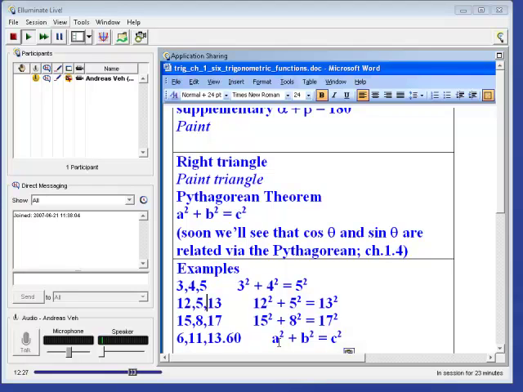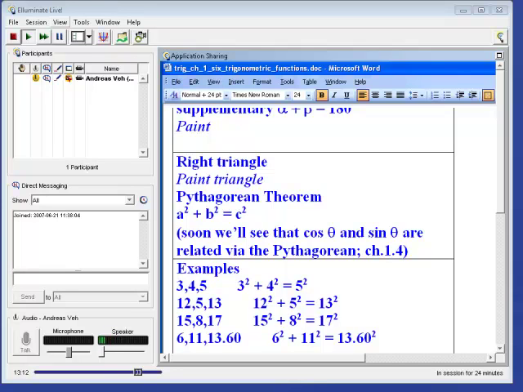6 squared plus 8 squared equals 10 squared. Or it doesn't have to be integers, so 6 squared plus 11 squared comes out to, that would be 36 plus 121, which is 157. Take the square root of that, and you come up with 13.6, rounded. The proof of the Pythagorean theorem, there is one, or a couple, supplied in the book. One of them is by President James Garfield from 1880, who did that proof when he was a representative. And I'll do that in an additional live session.